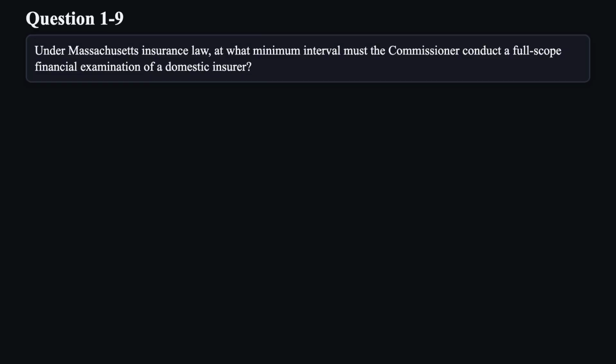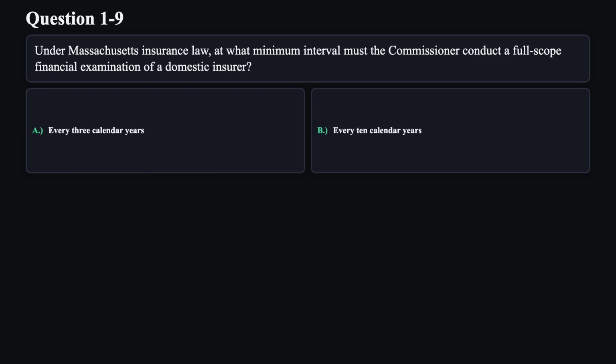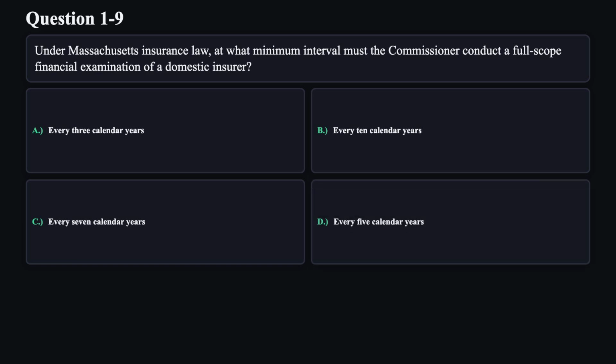Question 9. Under Massachusetts insurance law, at what minimum interval must the Commissioner conduct a full-scope financial examination of a domestic insurer? A. Every 3 calendar years. B. Every 10 calendar years. C. Every 7 calendar years. D. Every 5 calendar years.